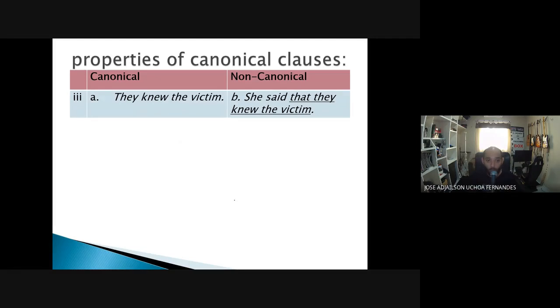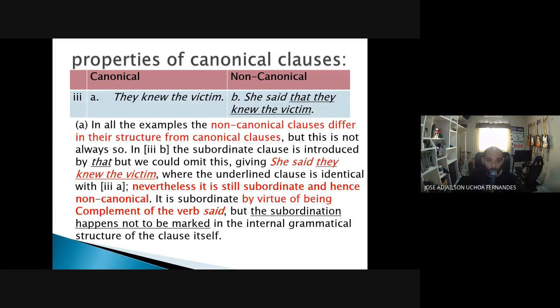So, exploring what we have already discussed, we have the comparison between 3A and 3B. They knew the victim. She said that they knew the victim. In all the examples, the non-canonical clauses differ in their structure from canonical clauses, but this is not always so. In 3B, we have discussed this. The subordinate clause is introduced by that, but we could omit this, given she said they knew the victim, where the underlined clause is identical with 3A. That they knew the victim here, they knew the victim, I'm underlining it in purple, equals they knew the victim. We have the that, which is a conjunction, and a sentence that is exactly a copy of the very first one.